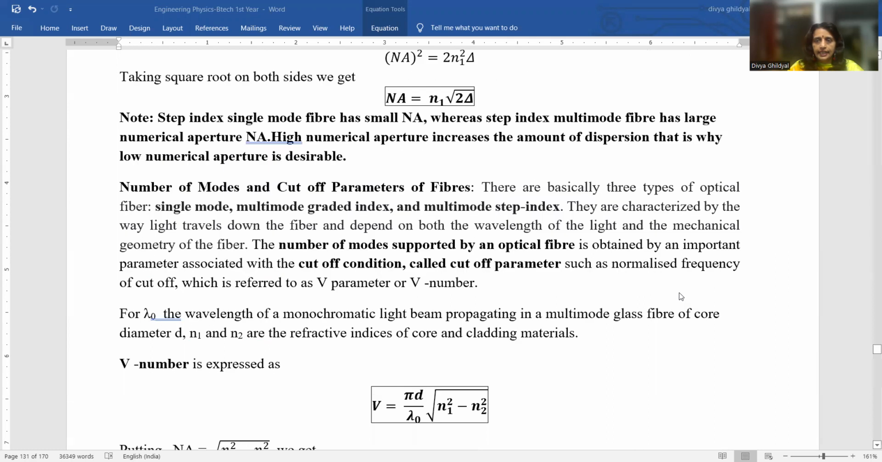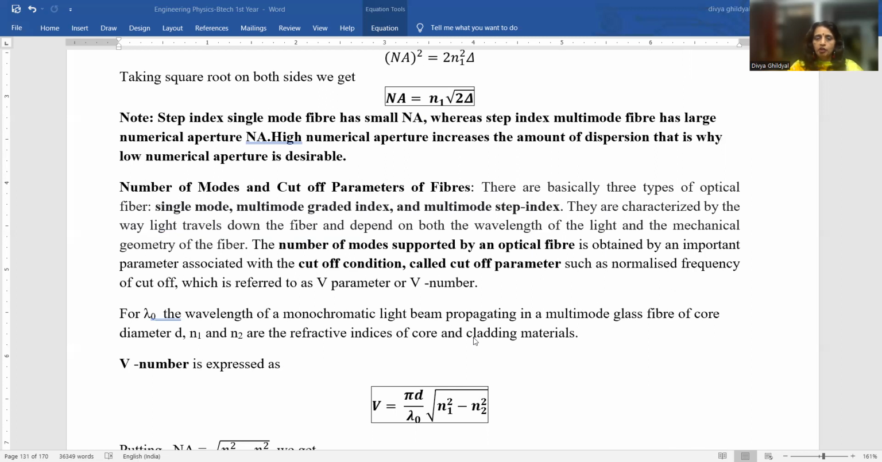See, basically there are three types of optical fibers. In a very broad way, if I classify them, they are single mode, multi-mode graded index fiber, and multi-mode step index fiber. These three are demarcated on the basis of refractive index. They are characterized by the way the light is traveling down the fiber, and they depend upon the wavelength of light that is being used and their internal geometric structure.